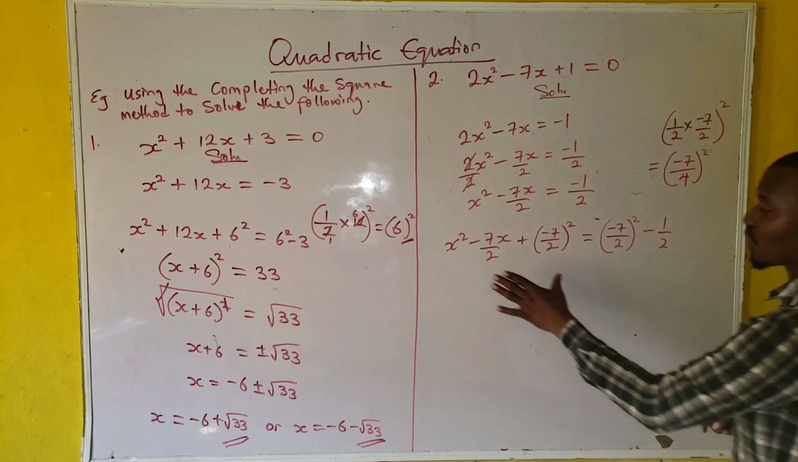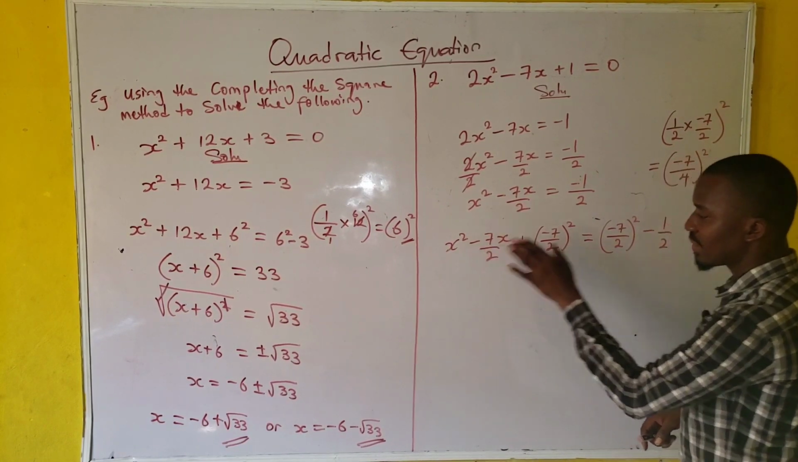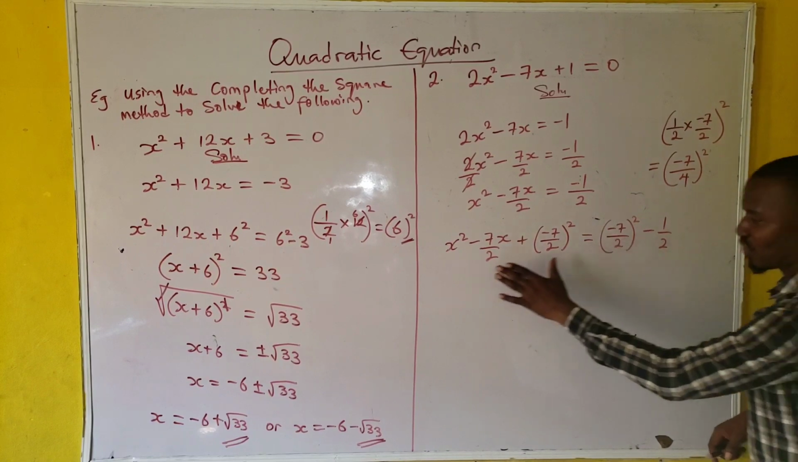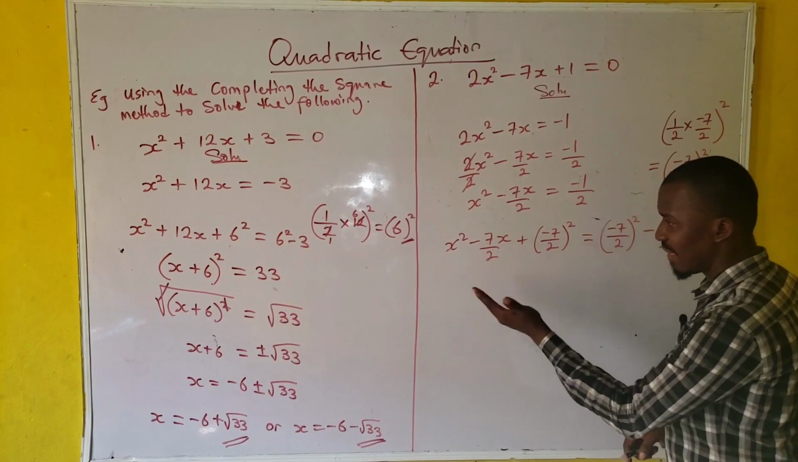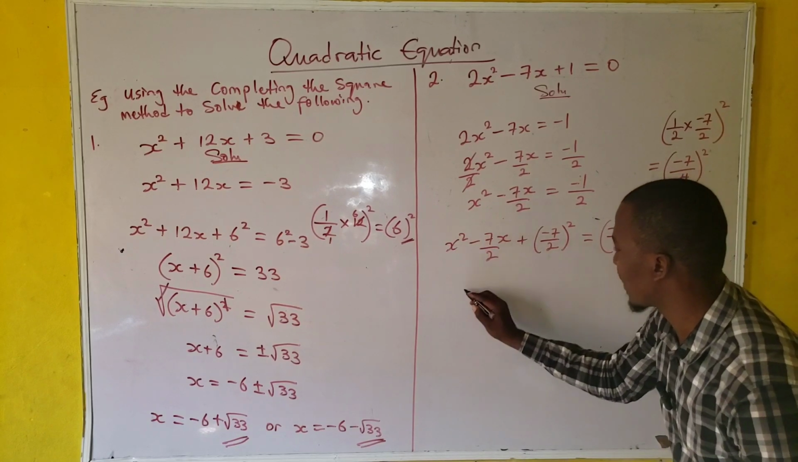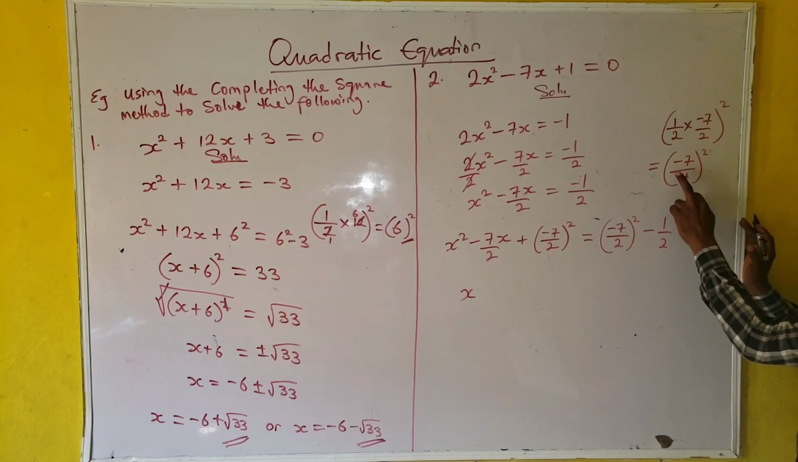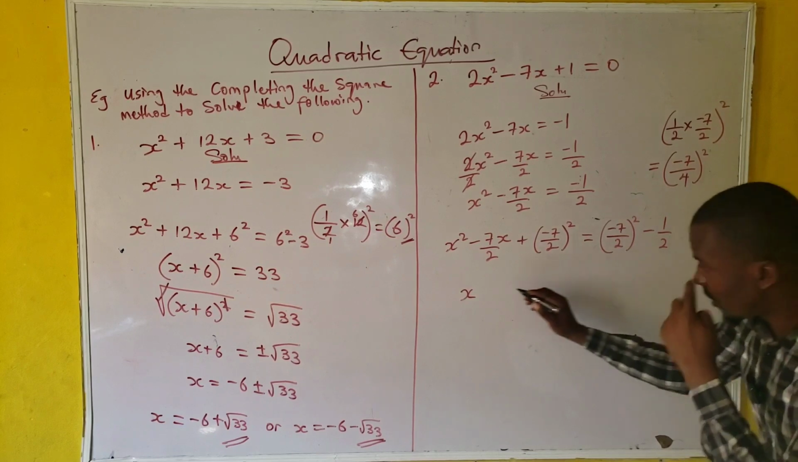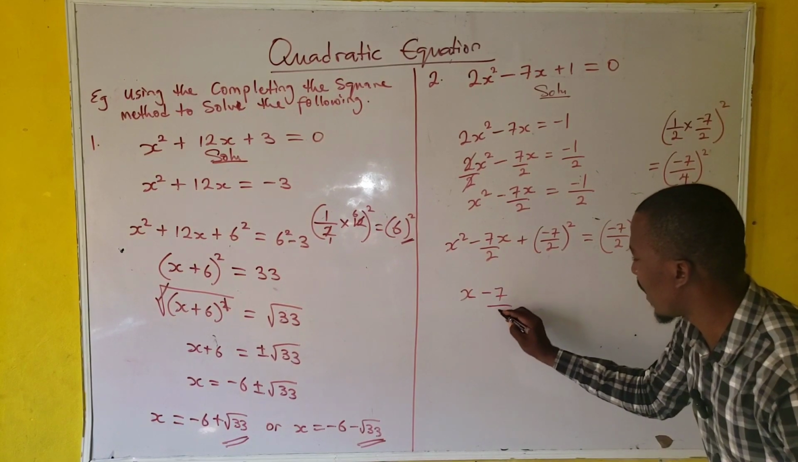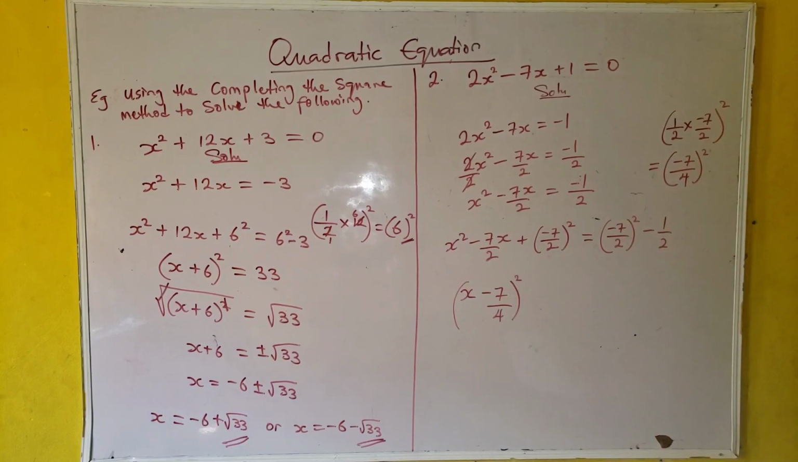Step 4 is to factorize this and simplify this. Factorize this and simplify this. Okay, and to factorize this, like I said, is a very simple thing. Pick the variable. In this case, we have variable as what? x. Come back here and pick the number that is inside this bracket here. Pick this number, which is minus 7 over 4, and put your square.